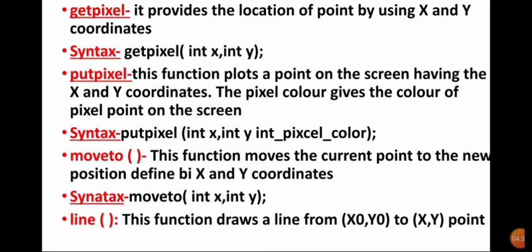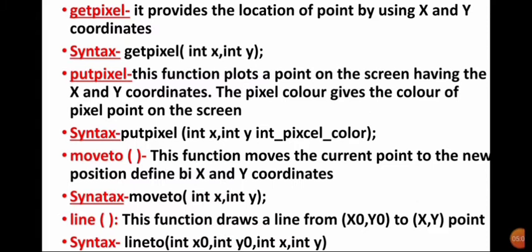Graphics in C are used to draw geometrical shapes. Here I am going to explain the function which is used to draw a line. See, the line function, with empty brackets. This function draws a line from x0, y0 to x, y. So x0 and y0 are the initial coordinates, and x, y are the final coordinates. So a line can be drawn from these values to this value. And this is the syntax.